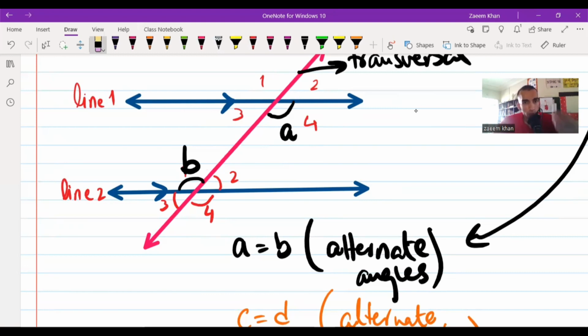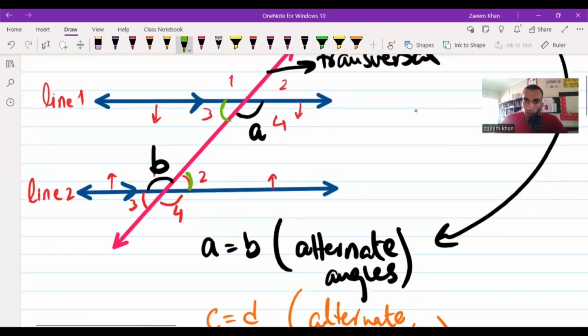Can you give me another pair of angles which are going to be equal and they should be on the inside of these two lines? Below this line and above this line. Can you give me another pair of angles which might be equal, which might be alternate angles? 2 and 3. Excellent. Let's call it C. Angle C is going to be equal to angle D. Or we can also call it angle 3 is going to be equal to angle 2. Just like you said. Does that make sense?